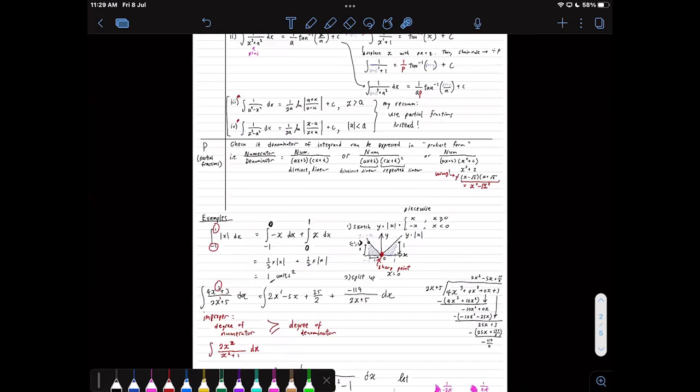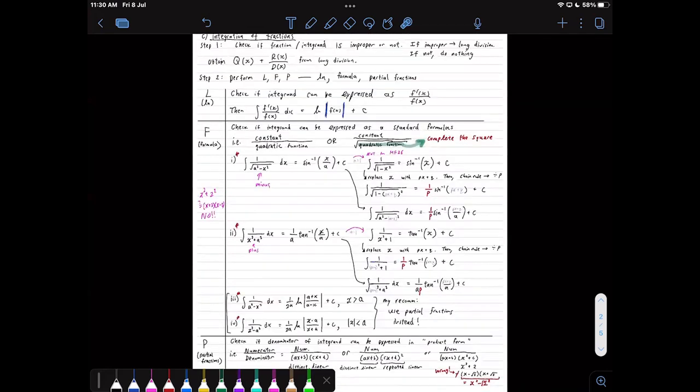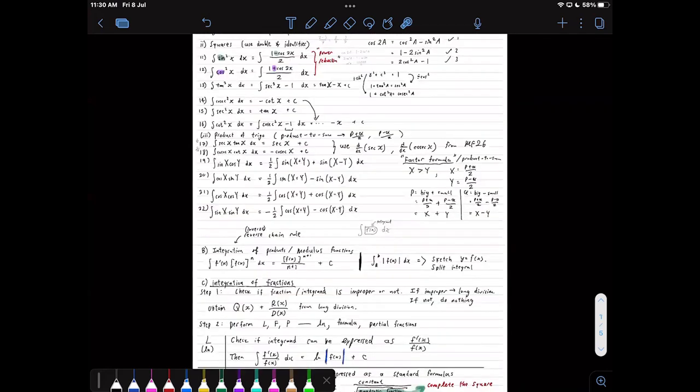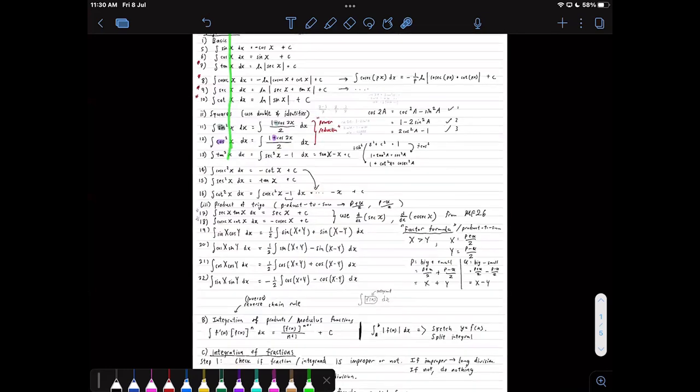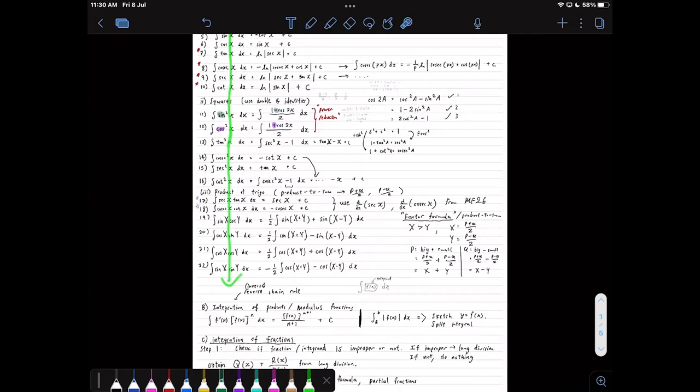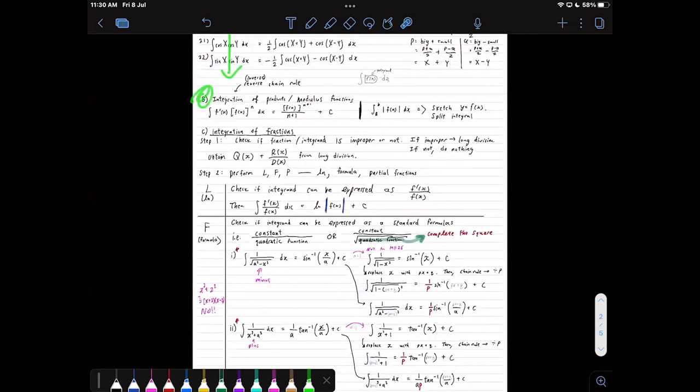Moving on. That was step 2 only. Let's recap what we have done so far. Our roadmap has 5 parts, A, B, C, D, E. Part A is standard functions: algebra, exponential, trigonometric. Trigonometric has a lot. Now it's part B, integration of products or modulus functions. Only 2 formulas. This one is easy.